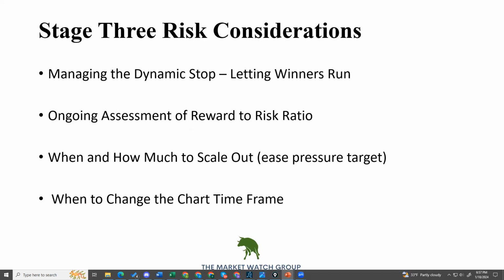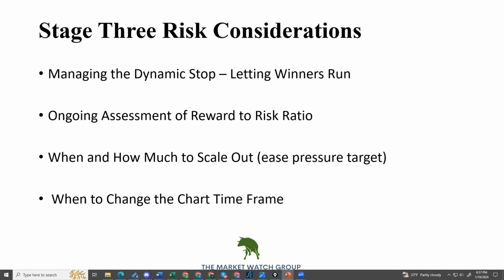What are our stage 3 risk considerations? Managing the dynamic stop, meaning you're starting to move your stop. You've got to decide how close. Is it automated? Is it a conditional stop? Is it a trail stop? We want to let our winners run. Don't get in your own way by putting a stop too tight.